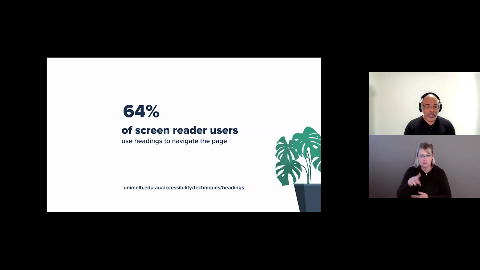UI. There was a study by a university over in Australia where they basically asked their screen reader users how they actually navigate through their education system, their educational website. And they found that 64% of the screen reader users there navigate their websites using the headings. So if your headings are all out of whack, it makes it hard to read. The headings should be in logical reading order.